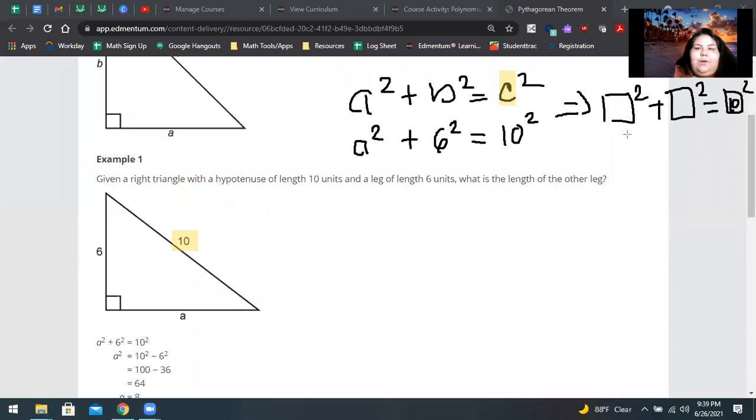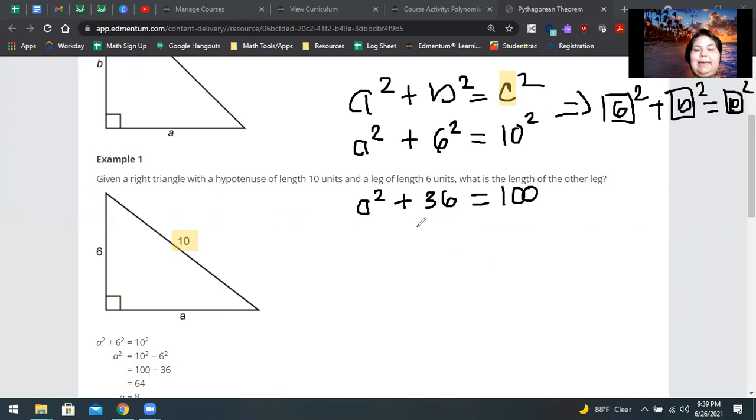They listed it for us, but it could be 6 first here, and then it's b squared. You're going to get the same value. But again, they listed this one as a. So then we simplify and solve for a. Nothing happens to this a squared. We do know that 6 squared is 36, right? 6 times 6 equals 36. 10 times 10, or 10 squared, is 100.